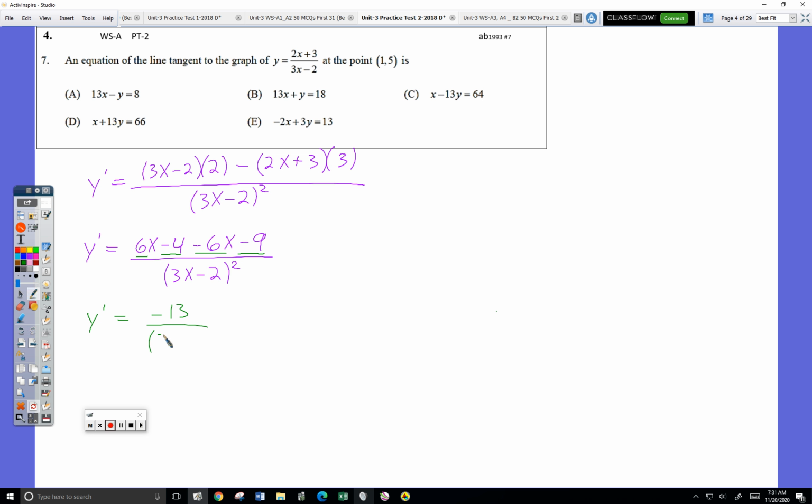Keep going, bud. Okay, so then at this point, would I plug in 1 for x to find the slope? So then I would have negative 13 over 1.